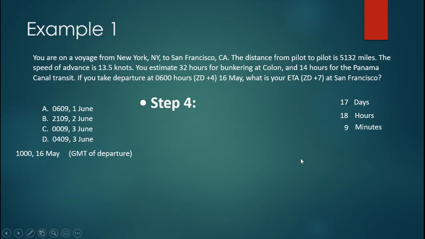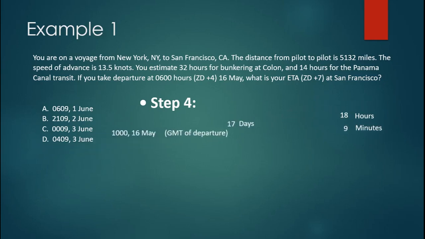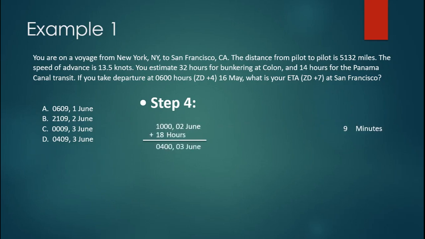So we'll take these numbers and start adding them to our Greenwich Mean Time of Departure. First, we'll take that 17 days and add it to the 16th of May, and that lands on June the 2nd at 1000 hours. Now we'll add 18 hours to our 1000 hours. That'll put us at 04 on the 3rd of June. Now we need to add the 9 minutes to it. 0409 on 3 June is going to be our Greenwich Mean Time of arrival.